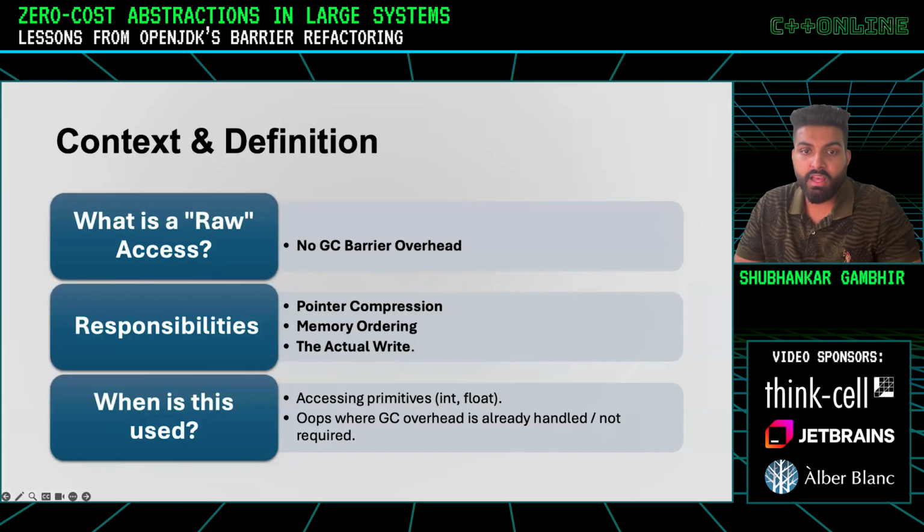First, we need to clear up a massive misconception. In the HotSpot codebase, a raw access does not mean a blind, uncontrolled C-style pointer, right? Raw specifically means no garbage collector overhead. The access is strictly managed. The raw access barrier has three critical responsibilities. It must handle pointer compression, it must enforce strict hardware memory ordering, and it must execute the actual atomic assembly instruction. We use this for primitives like int or float, or for off-heap memory where the GC isn't watching, or when step 3 statically proved that tracking an object is logically unnecessary.